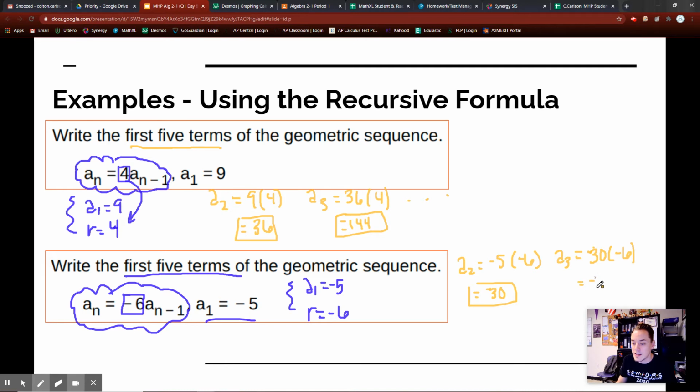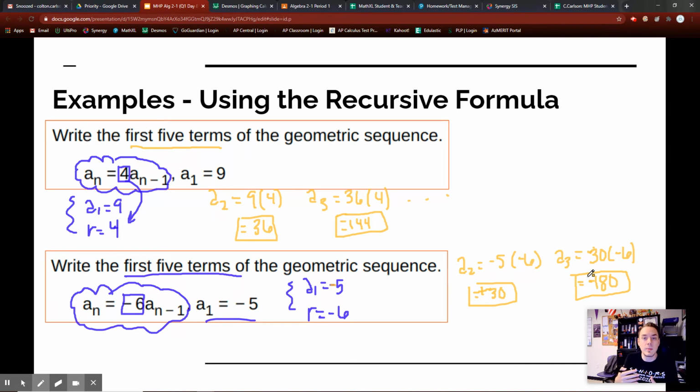What is that? That's -180. And we're going to stop again at a sub 3. But notice here, here's the difference. We started with a negative, then we went to a positive, and then we went to a negative again. So here it's just going to flip-flop back and forth, just like arithmetic sequences, it would flip-flop back and forth.